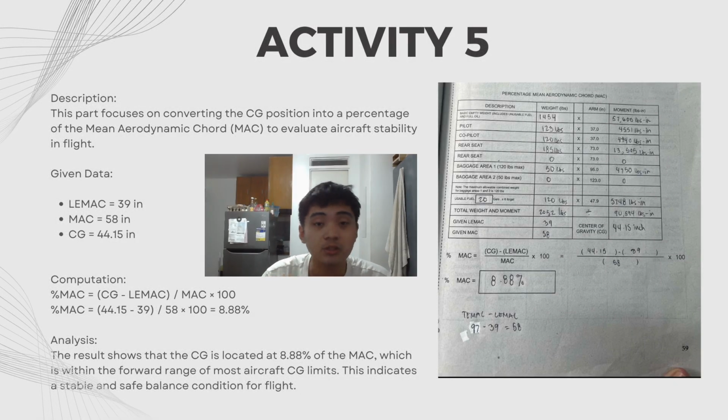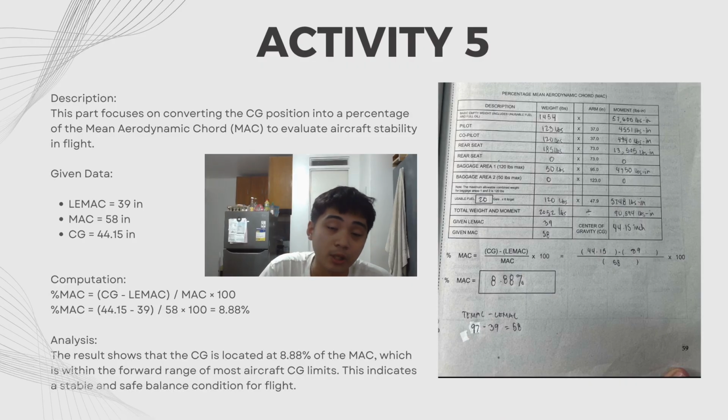Good day, everyone. Today I'll be explaining this aircraft weight and balance computation sheet shown in the image. This document is taken from an aircraft weight and balance manual, which helps determine the center of gravity, or CG, of the aircraft. Maintaining proper weight and balance is essential for safe flight performance. It affects stability, control, and the overall efficiency of the aircraft.